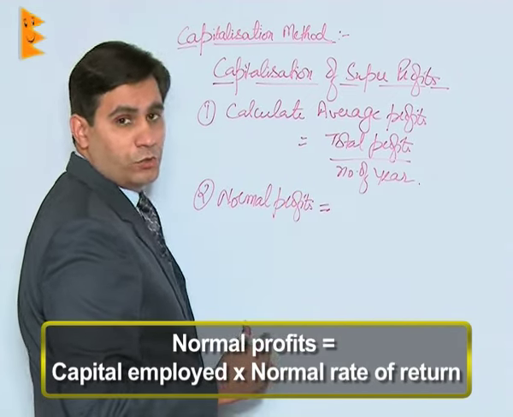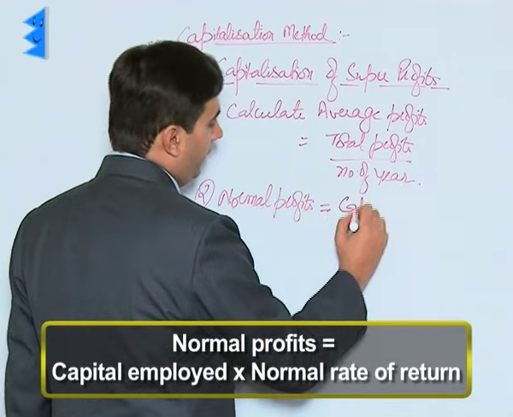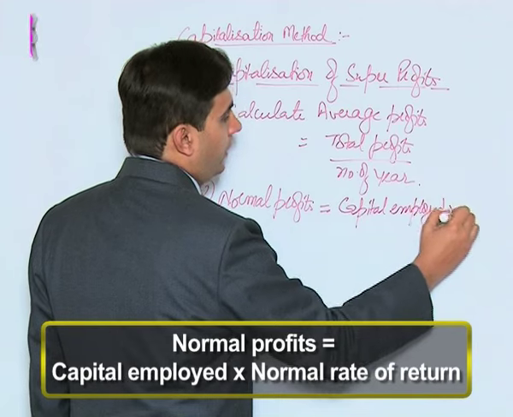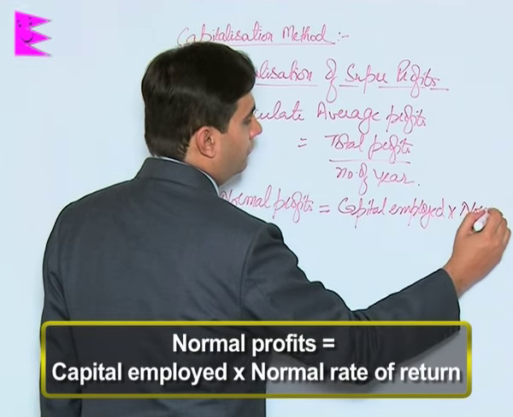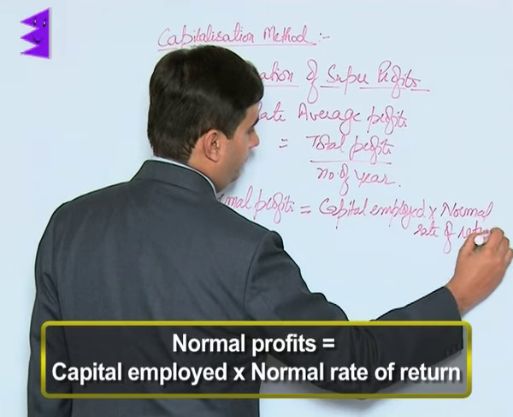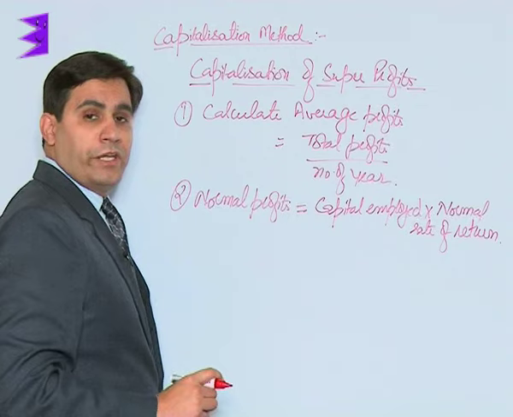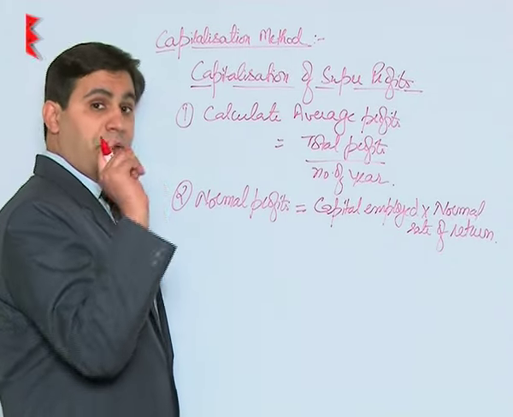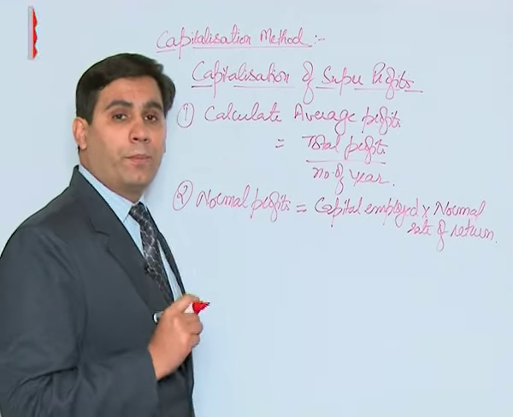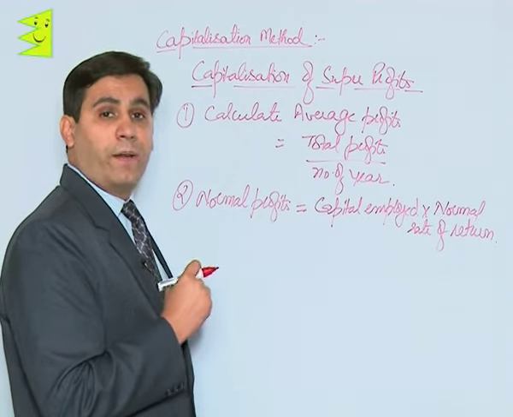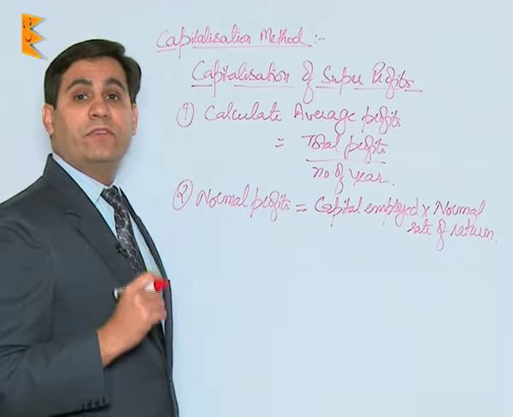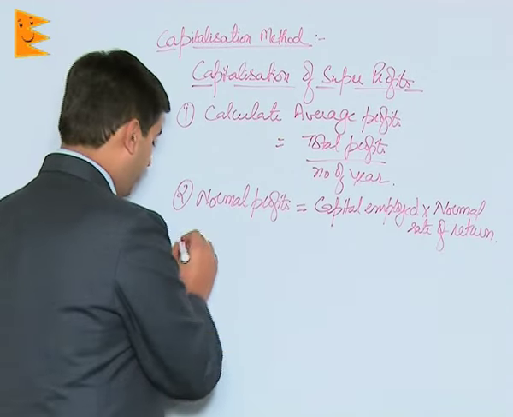Once we have calculated the average profits, then we'll calculate normal profits. Normal profits are equal to capital employed into normal rate of return. Remember, this normal rate of return would be mentioned in the question, and it represents the normal earnings in this class of business. So once we have calculated normal profits, then we will proceed to calculate super profits.